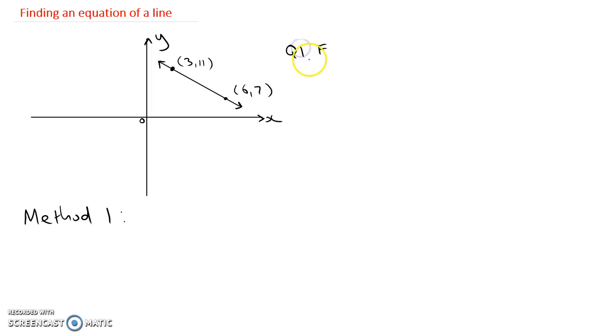Let's just write the question: find the equation of this straight line.